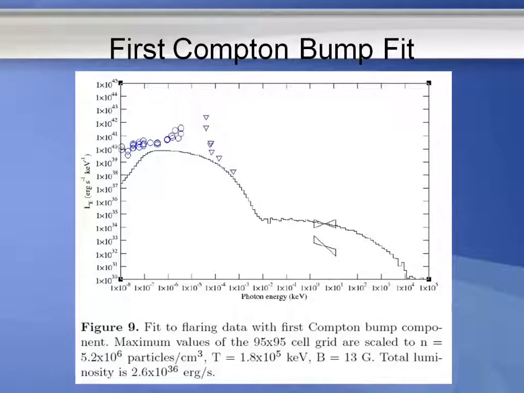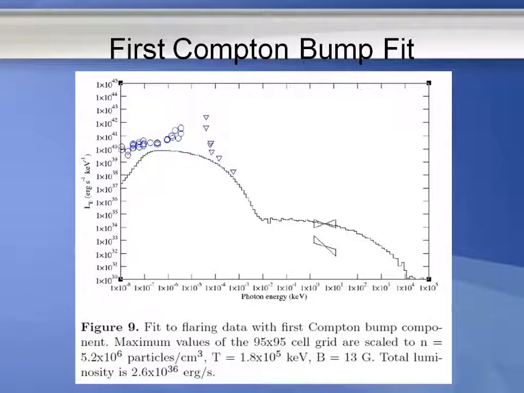Similarly, I have a first Compton bump fit. You can see that the synchrotron curve is much more extended in this case. The temperature is quite a bit higher. And then it's the first scattered photons that are fitting the flaring points out here. Now, again, this looks more promising because these bumps can be moved in energy fairly easily by varying parameters.